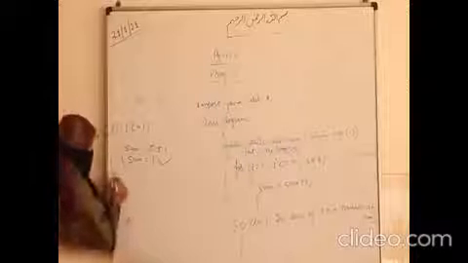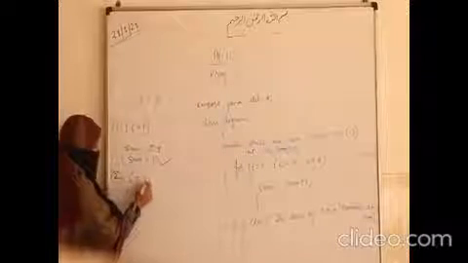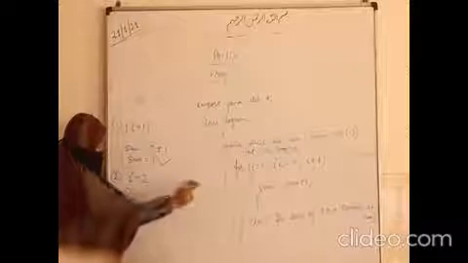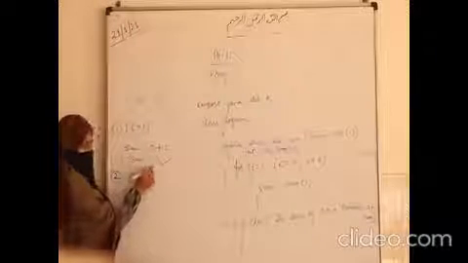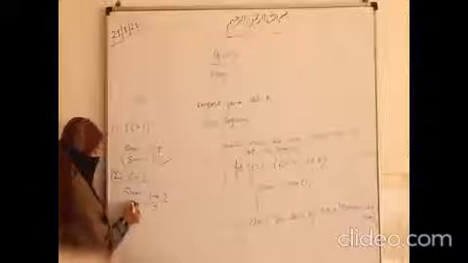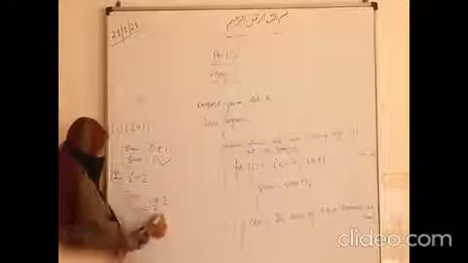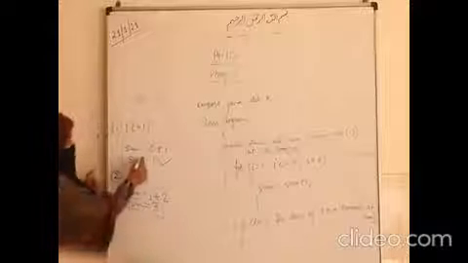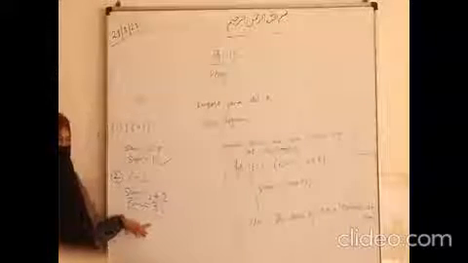Now for the second iteration the value of i is 2. So now sum equals sum plus i. What is the value of sum now? 1. 1 plus 2 is 3. So now the value of sum has become 3.